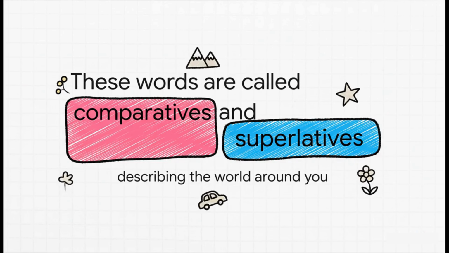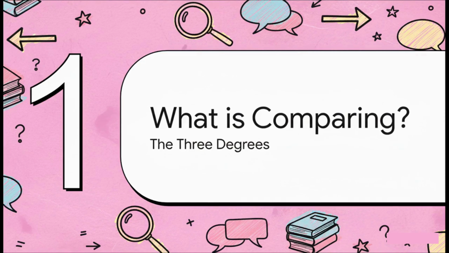So, these special words, bigger and biggest, have a name. They're called comparatives and superlatives. And honestly, you're going to use them all the time to describe the world. So let's figure out exactly how they work. I promise, by the end of this, you'll feel totally confident using them. All right, let's break this down.